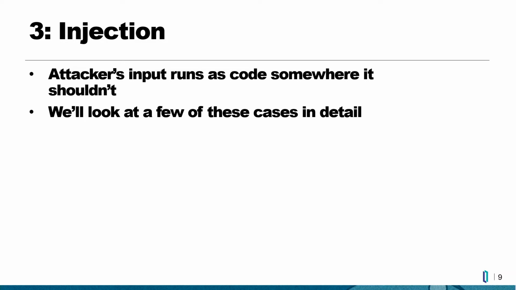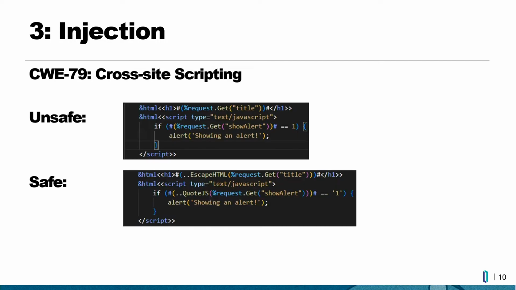Next is a big one that you've most likely heard of, and that's injection. That's when an attacker's input runs as code somewhere it shouldn't, maybe on the server because they're injecting some SQL or some operating system command, or maybe on the client through some sort of cross-site scripting. So we'll look at a few of these in detail.